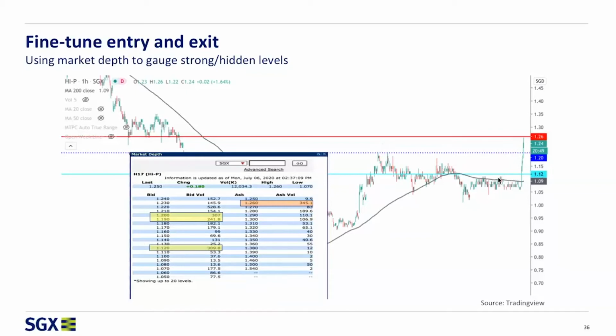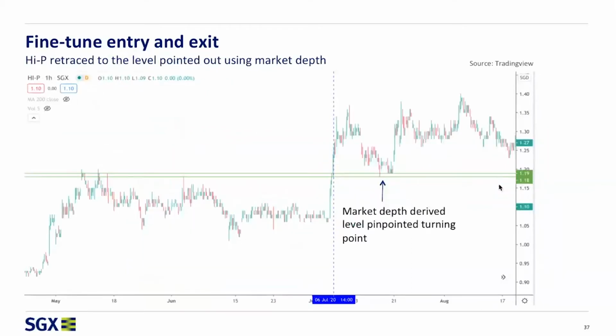So apart from market depth information, I will always check back with the price chart. I won't just look at market depth. I will always check back with my intraday chart to see what the intraday chart is telling me, to reinforce each other. Now let's take a look at the outcome here with high P.